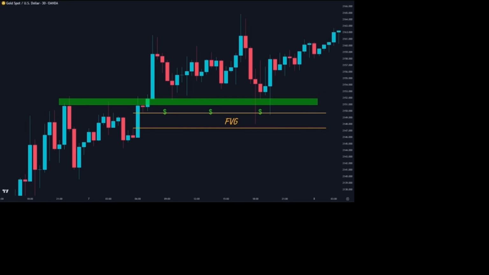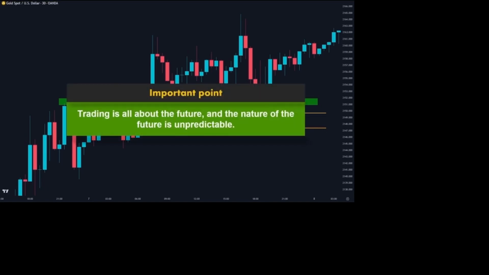In this case, the price has swept the liquidity, rejected the FVG zone immediately, and pushed higher as we expected. But as you trade live in the markets, undoubtedly you will witness many losing and missing trades as well. But this is why it is so important to follow the rules of your trading setup and risk management plan to survive and capitalize on winning opportunities. Remember, trading is all about the future, and the nature of the future is unpredictable.